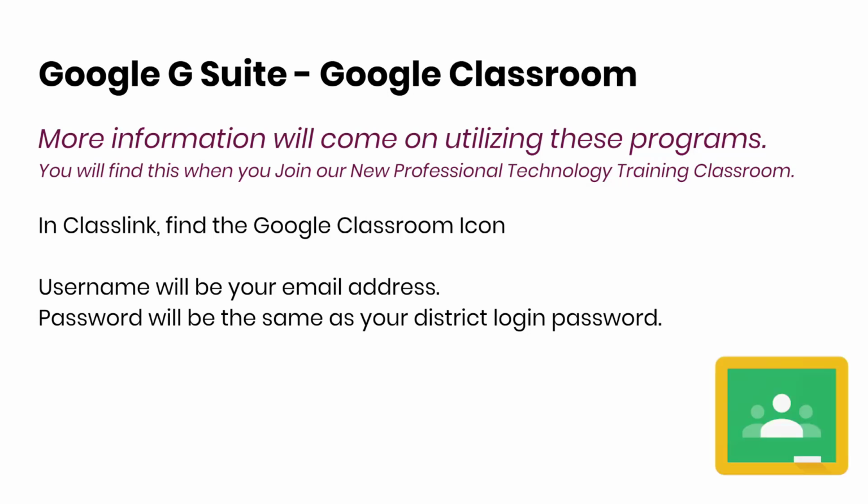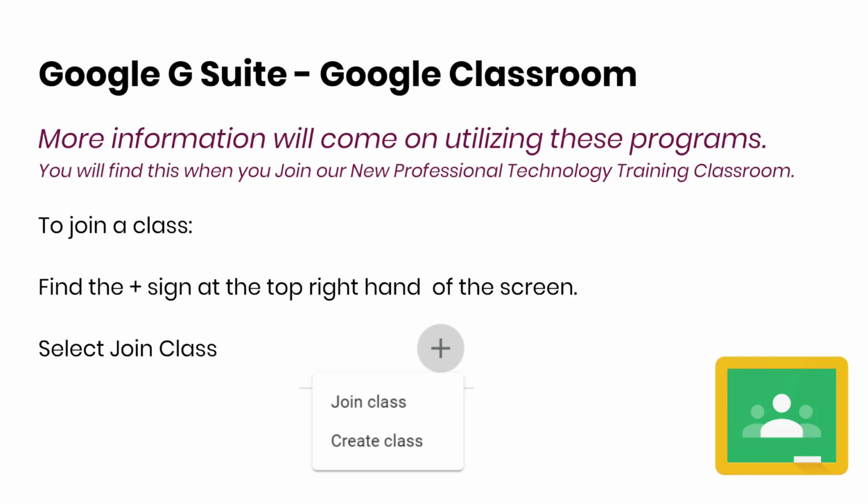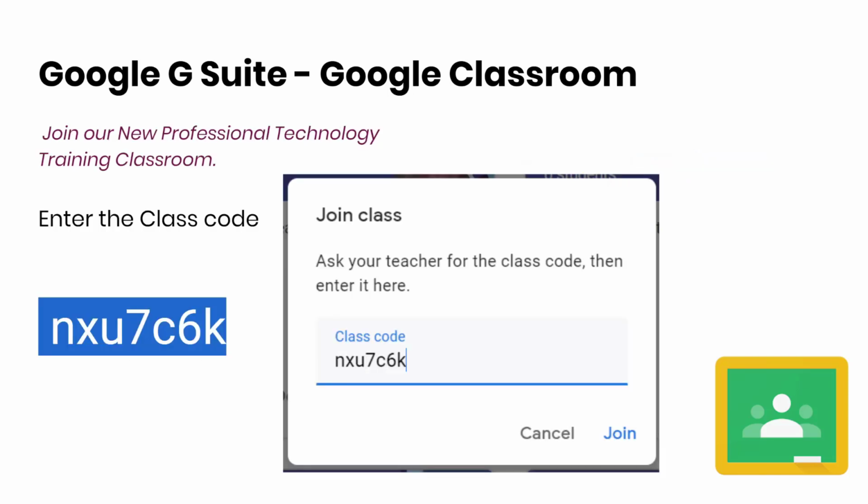Next, we'll look at Google Classroom. In Classlink, you will find the Google Classroom icon. The username will again be your email address, and password will be the same as your district login password. Go ahead and open Google Classroom to join a class. You're going to find the plus sign at the top right hand of the screen where it says Create or Join a Class. Select Join Class from the options and enter the class code NXU7C6K. You'll enter this code to join our classroom. Once you've entered the code, like it is shown on the screen, select Join.